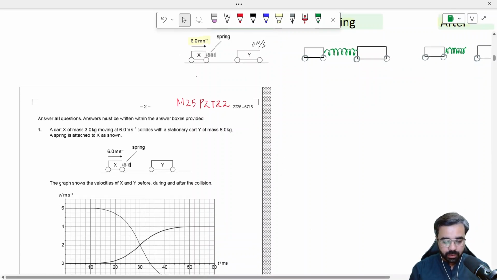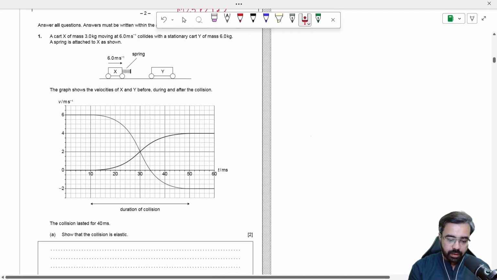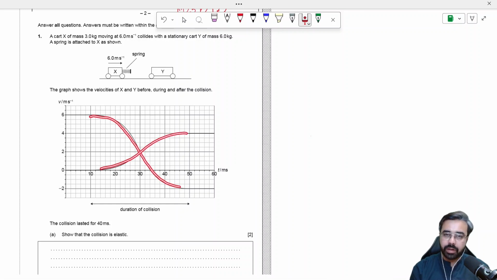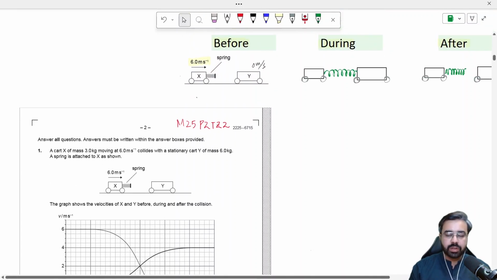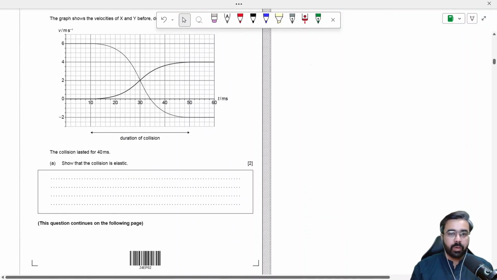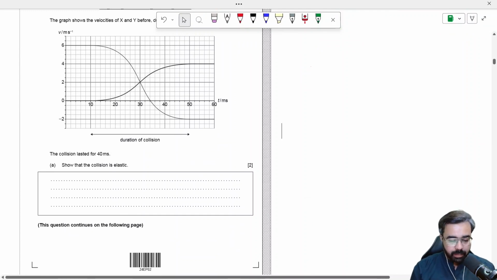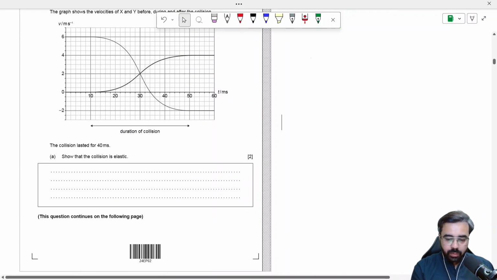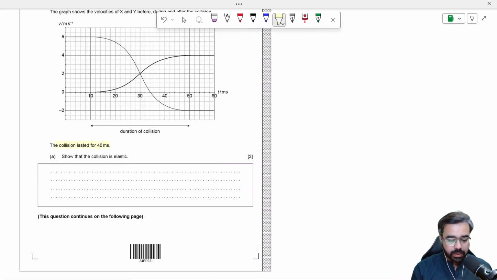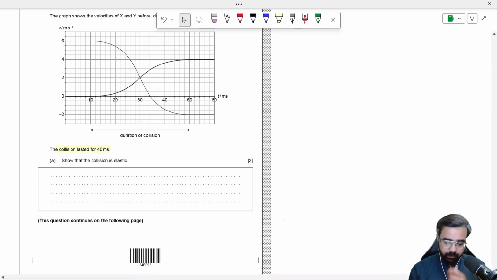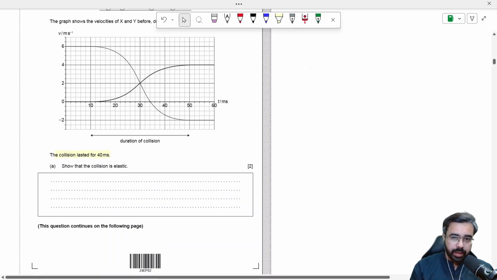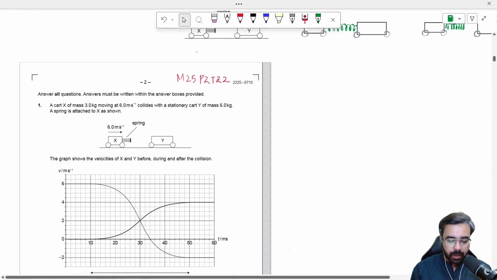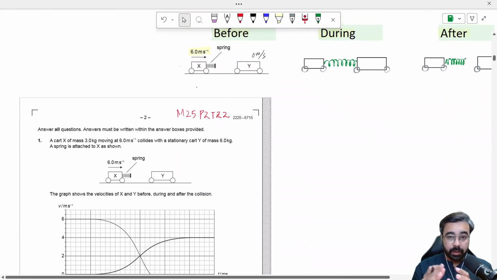Why? Because you see from the velocity-time graph, this graph shows us that the acceleration is changing because this is a curved graph, right? Anyways, after the collision, what will happen? Both carts will be moving, either in opposite direction or in the same direction. We will see from the graph their collision lasted for 40 milliseconds, and we have to show that their collision is elastic. Okay, I will come to this question later, but let me show you first what was happening when they collided with each other.